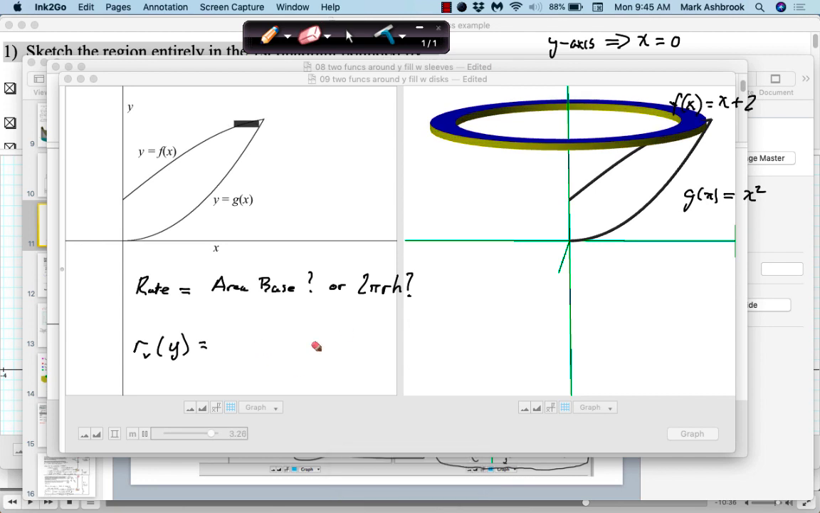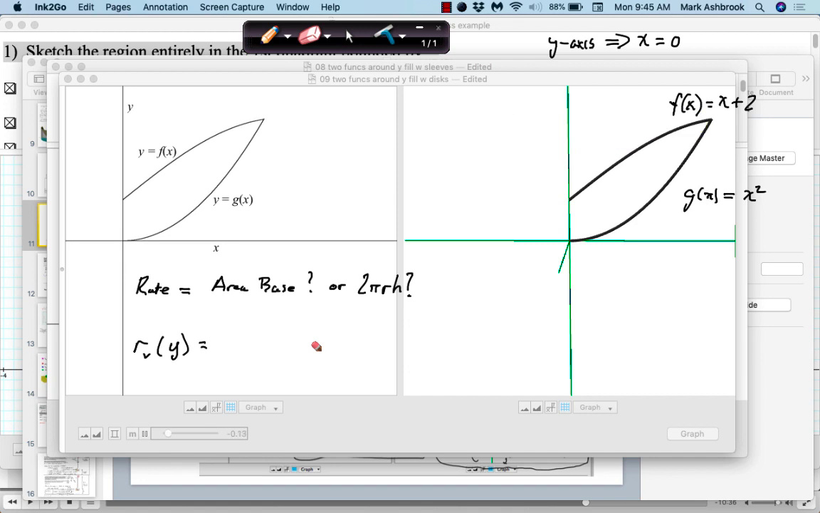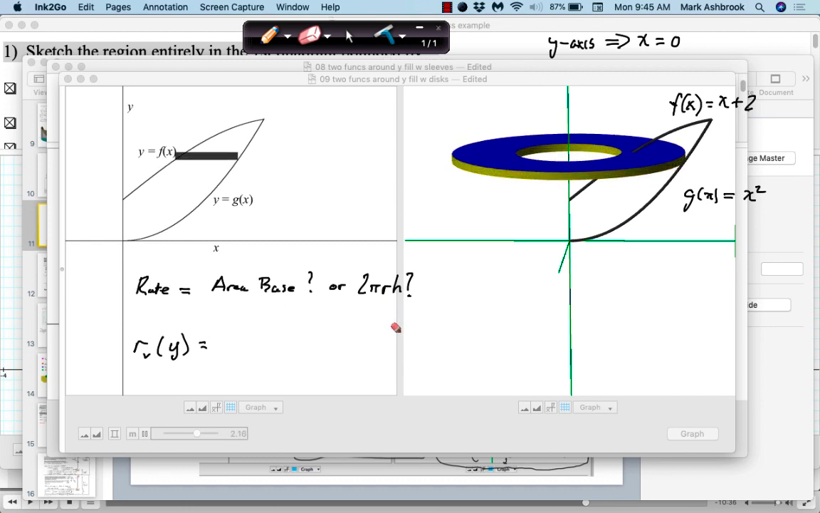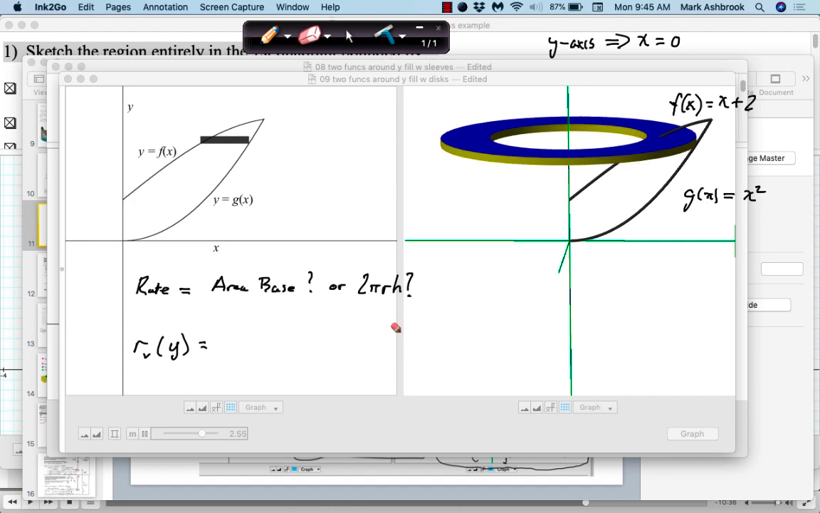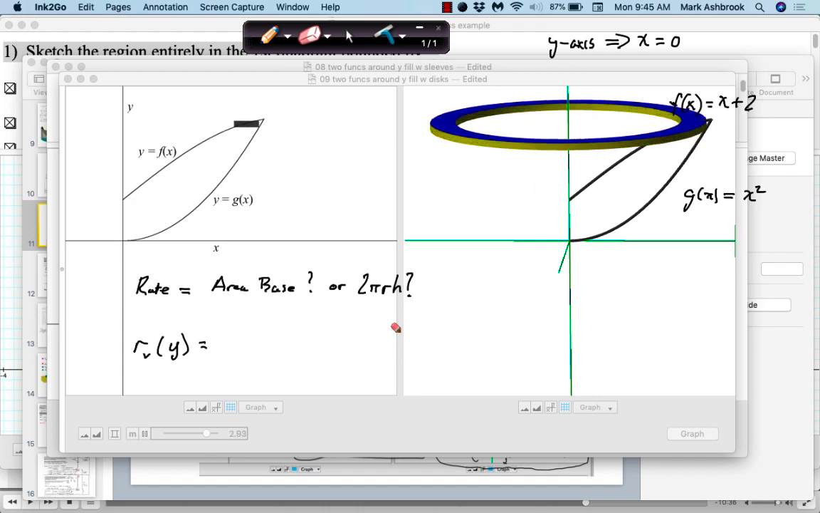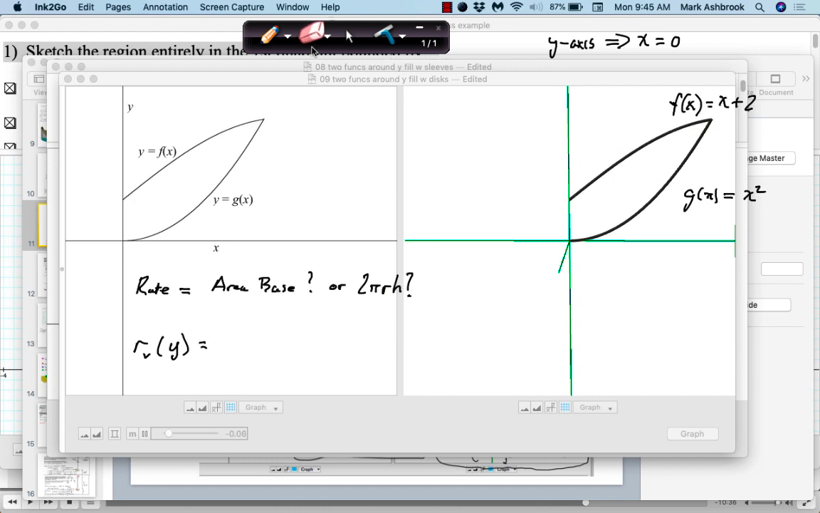So now looking at these typical cylinders that we're going to fill up this empty shell with, is the rate of change going to be area of the base or 2 pi RH? I'm hearing both. How do you answer that question? You say, are these cylinders growing in height or are they growing in radius in the current interval? Height. Therefore, area of the base. If the cylinders grow in height in the current interval, then you use area of the base as the rate. Okay?